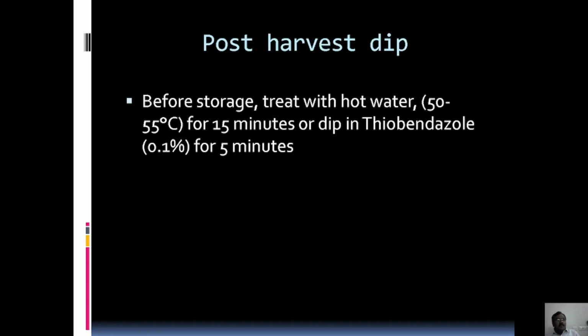And besides, as I told you, latent infection is a phenomenon in the case of anthracnose infection, and to reduce the latent infection before storage, the fruits should be treated with hot water at 50 to 55 degrees Celsius for 15 minutes, or dipping the fruits in 0.1% thiabendazole for 5 minutes will be helpful in reducing the post-harvest infection.